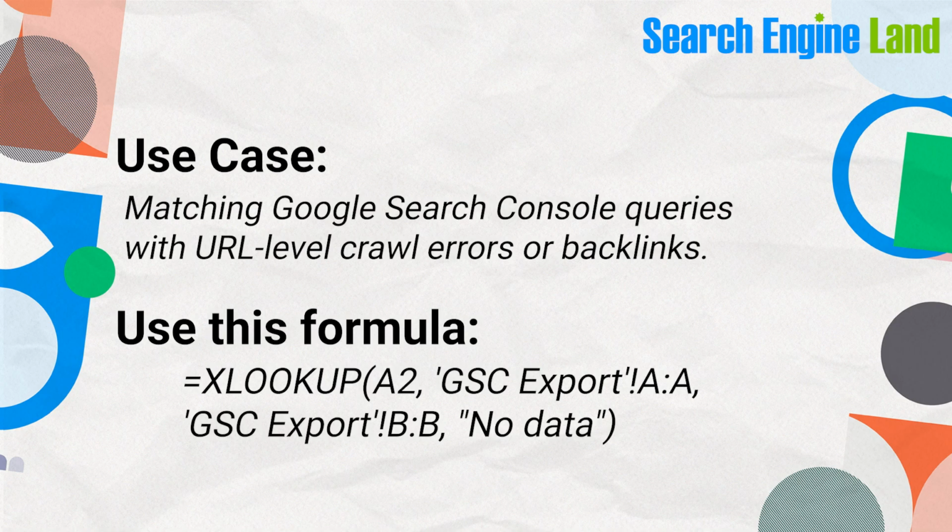XLOOKUP is available in the newer version of Excel and is more flexible than VLOOKUP. It searches in any direction, handles missing values more gracefully, and doesn't require column index numbers. With this formula, you can see which high impression pages are missing metadata, or which pages with strong backlinks aren't getting clicks. This creates strategic insights you can't get from individual tools.